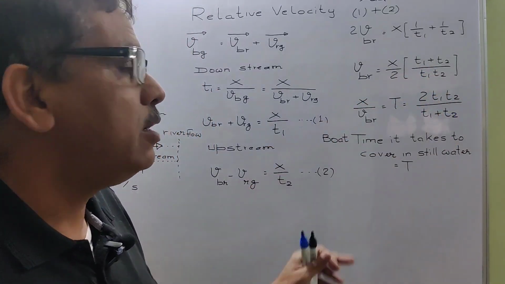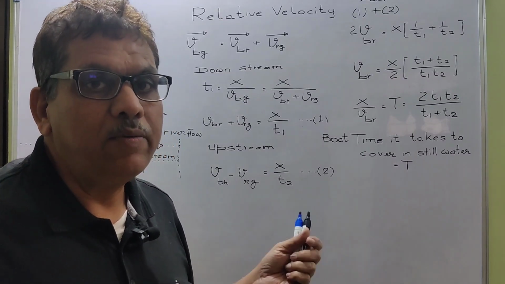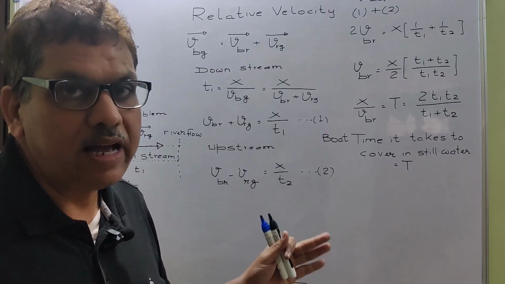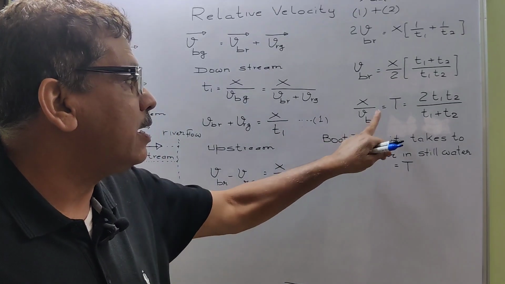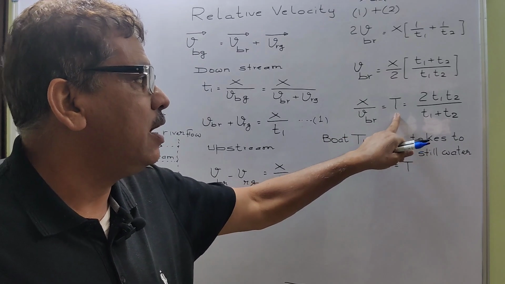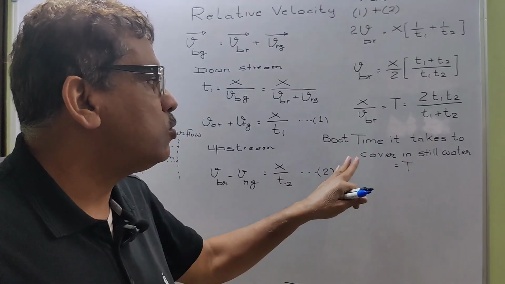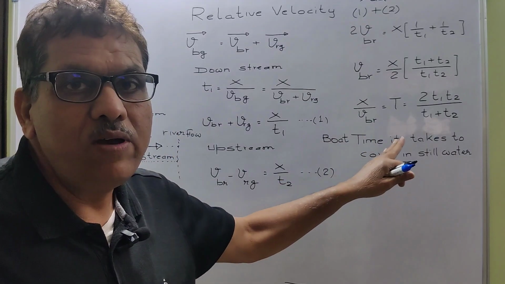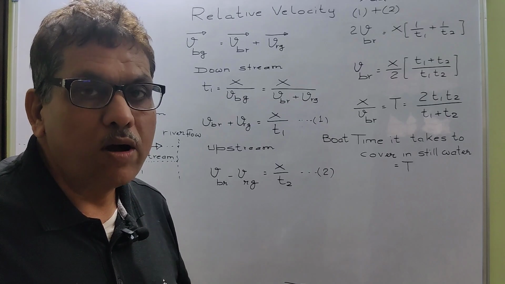Now sometimes the question is asked: what is the time taken by the boat in still water to cover exactly the same distance x? That can be decided as follows. I can take x by v_br as t, and that can be written as 2 t1 t2 divided by (t1 plus t2). So x by v_br is the time which the boat takes to cover x distance in still water.